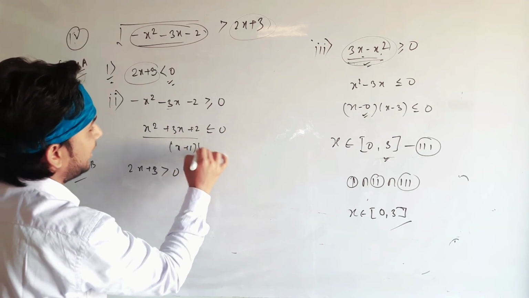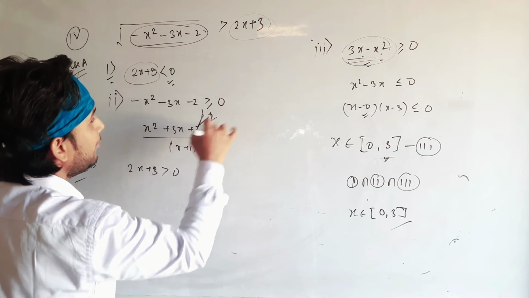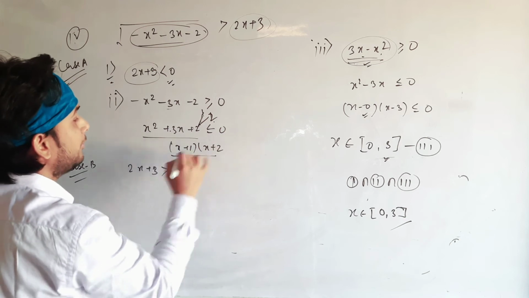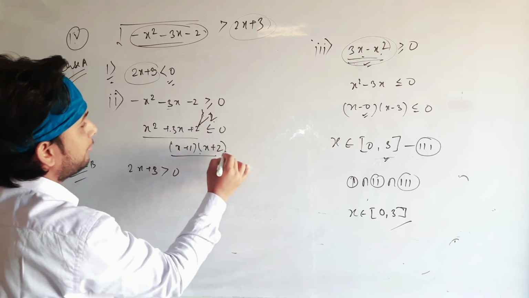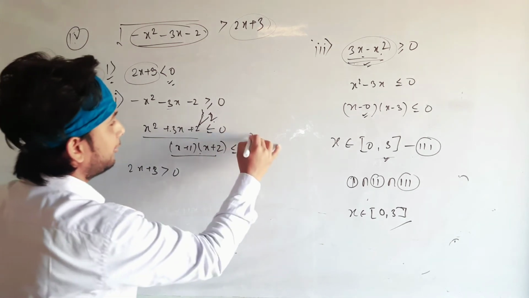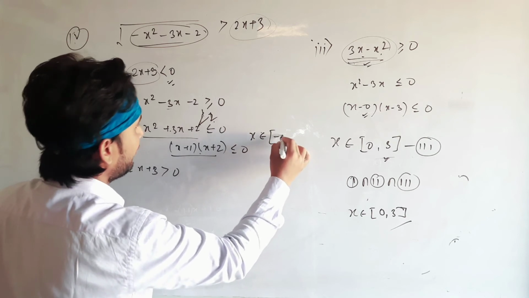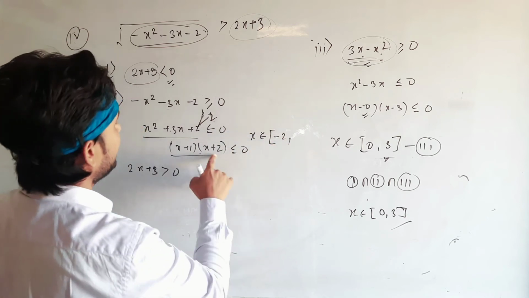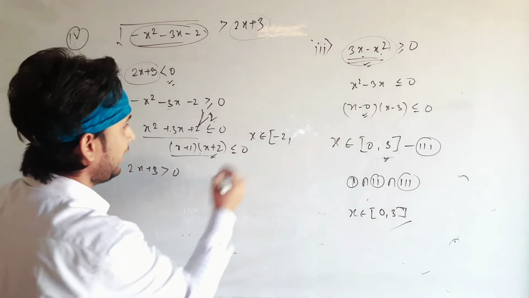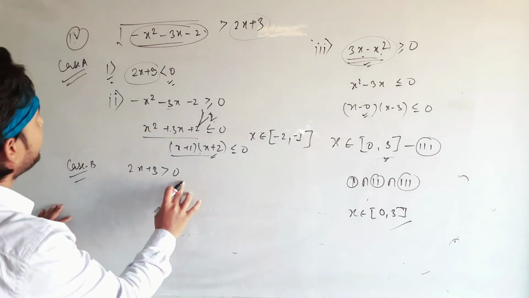(x plus 1) into (x plus 2), because this has factors 1 and 2, and you can think that 1 plus 2 equals 3. You can apply here also (x plus 1)(x plus 2) less than or equal to 0, and as I have already told, the value of x will be from the smaller one to the bigger one. The smaller one is minus 2. You have to zero it in your mind. That is minus 2 to minus 1.